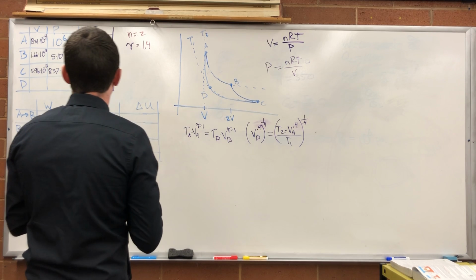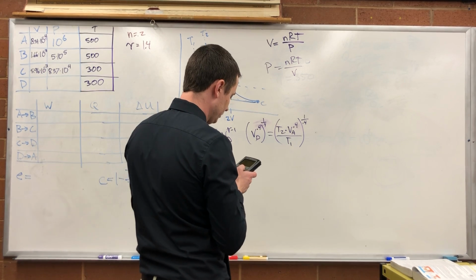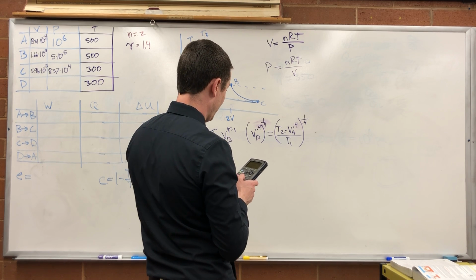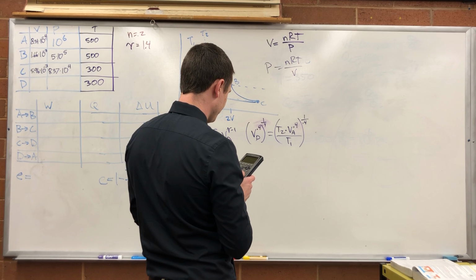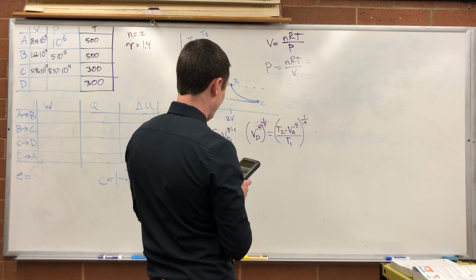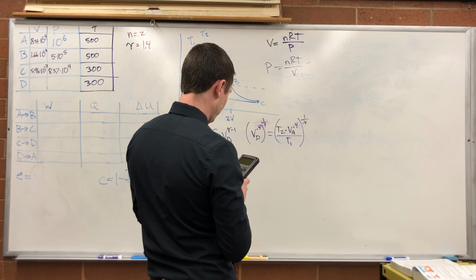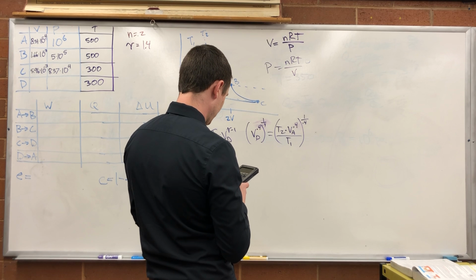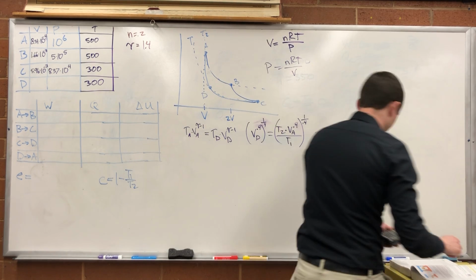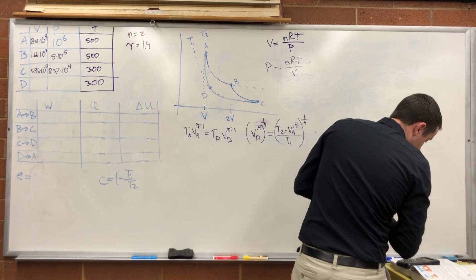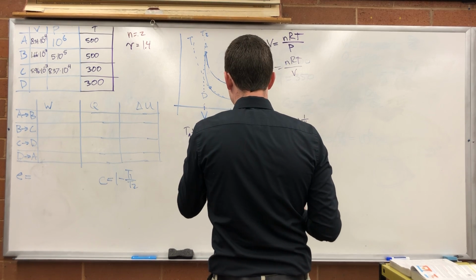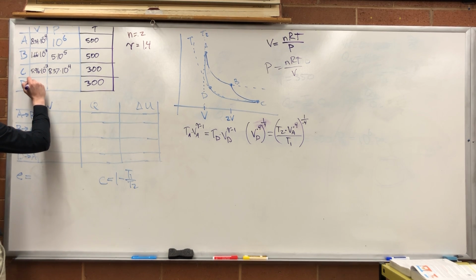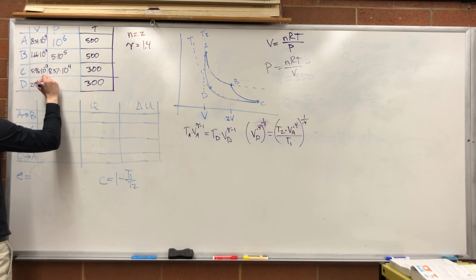So, the volume at A, I should have just saved that number. Let's take the volume at A and put that in X for now. Okay, so we have T2, which is 500, times the volume at A to the power of 0.4 divided by the temperature T1, which is 300, all to the power of 1 divided by 0.4, which is, let's see, 2.98 times 10 to the minus 3.